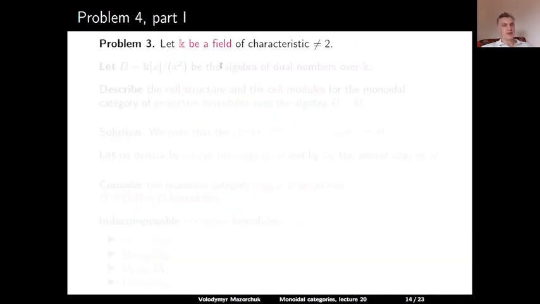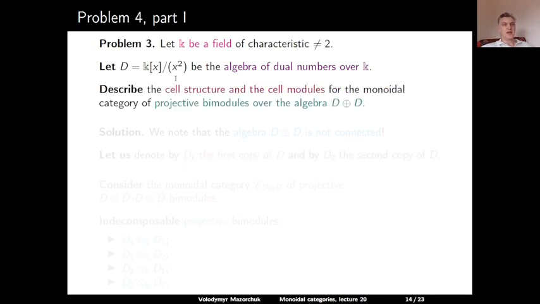Problem 4. Let k be a field of characteristic different from 2, and let D be the algebra of dual numbers over k. It's a quotient of the polynomial algebra in the variable x over k modulo the ideal given by x squared. Describe the cell structure and the cell modules for the monoidal category of all projective bimodules over the algebra D plus D.